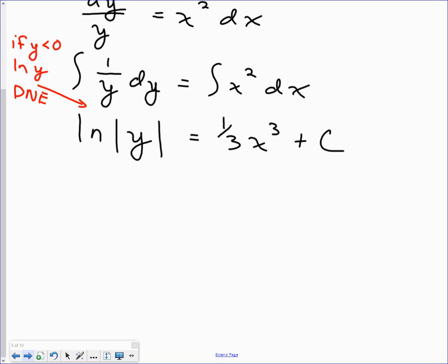Well, let's see. I can imagine changing this logarithmic function into an exponential function. So we'll get y is equal to, and I've got to take this whole right-hand side of the equation and put it as the exponent to base e. So that's e to the 1/3 x cubed plus c.